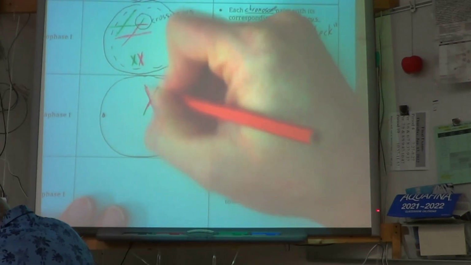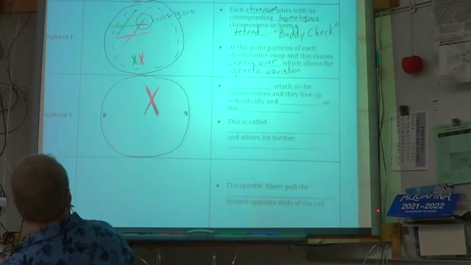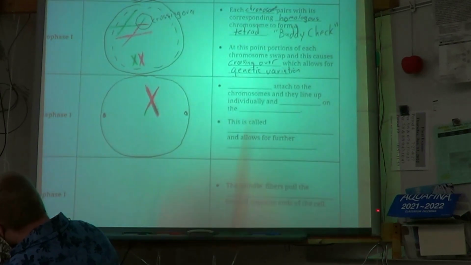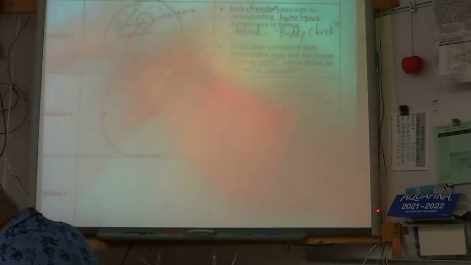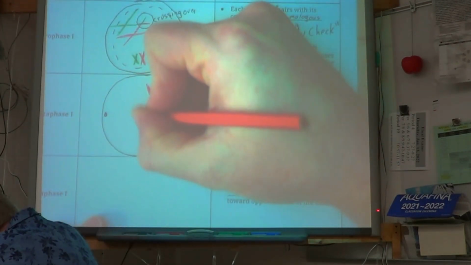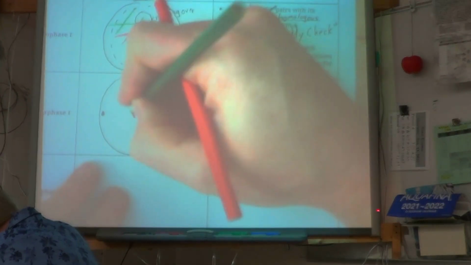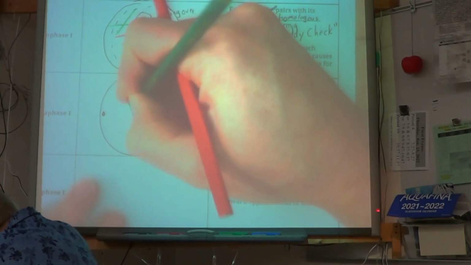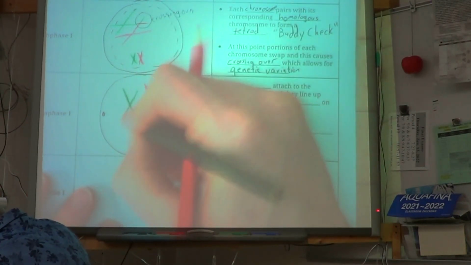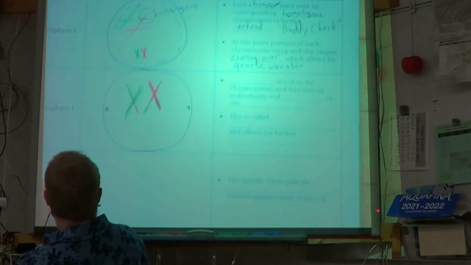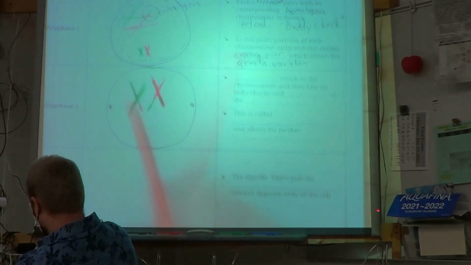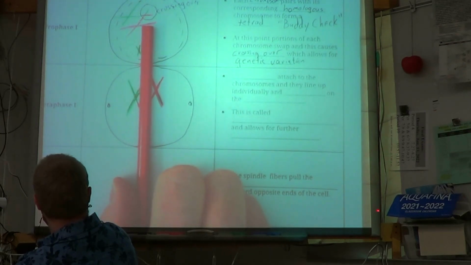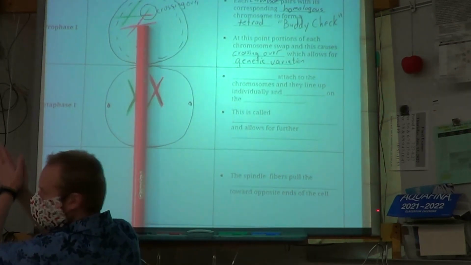This is supposed to be all red. That's all red. Obviously, that's all red. Okay, but I do have a little bit of green right here because a crossing over event happened, and then I have a little bit of red. Okay, so I have my big green and red chromosomes in the middle, and again I'm going to draw them in the middle this way. They line up next to each other in the middle.